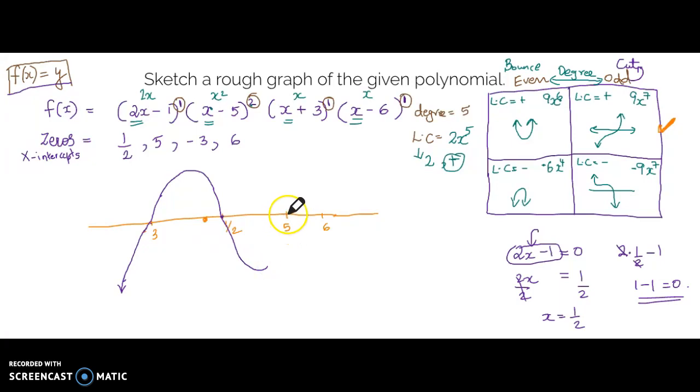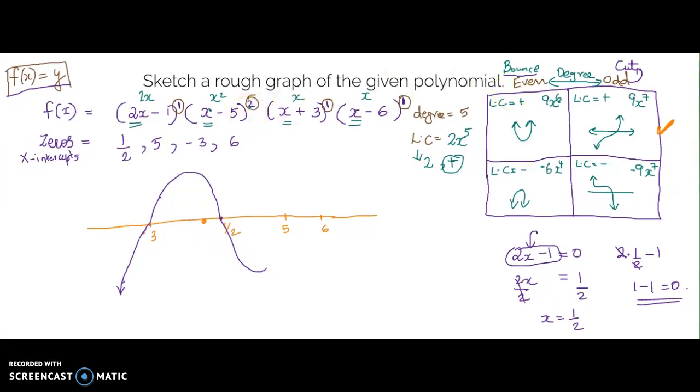I'm going to try to go to 5 now. But now let's look at the factor that gives me 5 as a solution, which is this one. But the degree there is even. So the degree at 5 is not odd, it's even. Since it's even, we are going to start from here and make a bounce at 5. We're not going to cut through and go above the x-axis, we're just going to make a bounce. And since the next number I have to touch is 6, I have to take a U-turn, and that's 6.